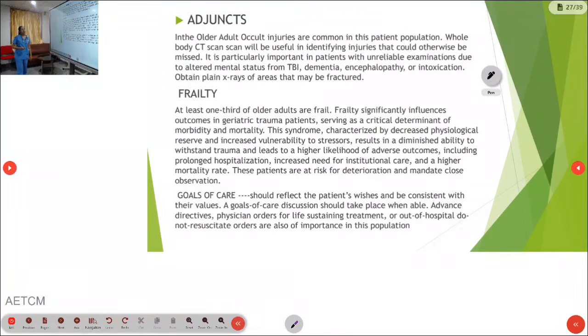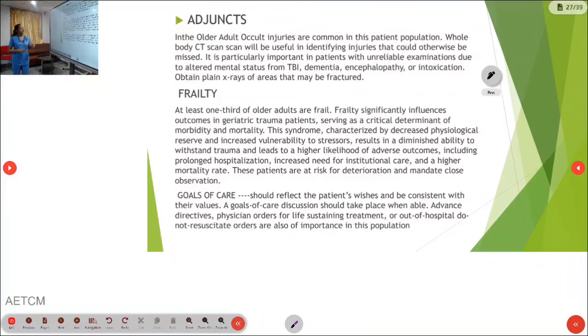And as an adjunct, a CT scan should be done. Occult injuries are more common in older people, so a whole body CT scan can be useful in identifying injuries. Otherwise, we will miss the injuries. It is important in patients with an unreliable examination due to altered mental status from traumatic brain injuries, dementia, encephalopathies or intoxication, and we also have to obtain plain X-rays if CT shows a fracture.